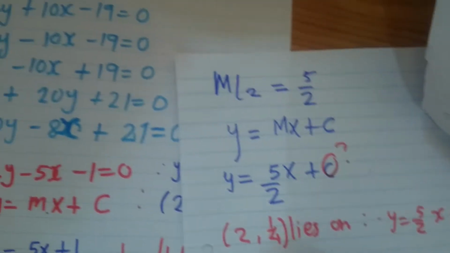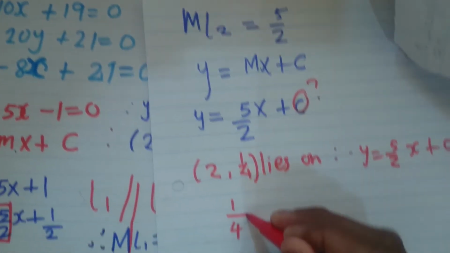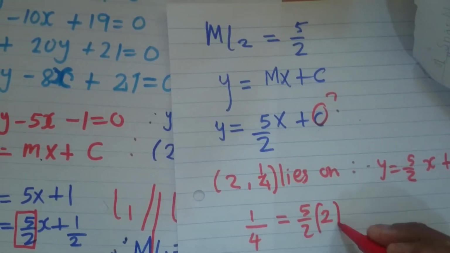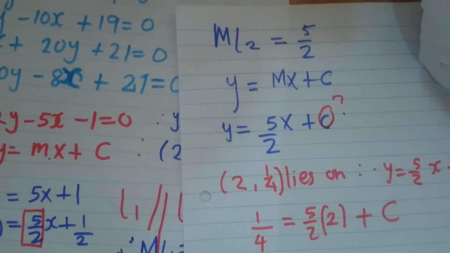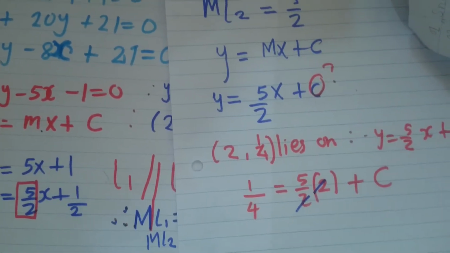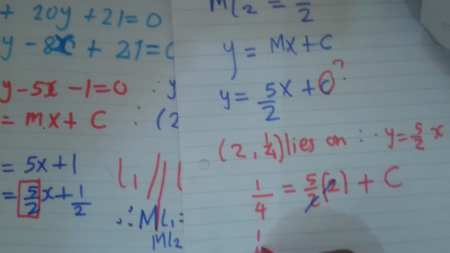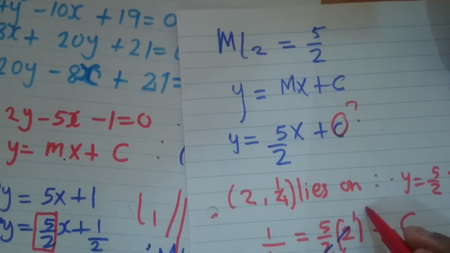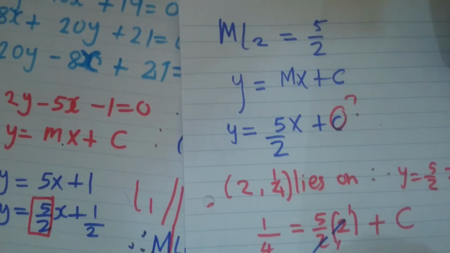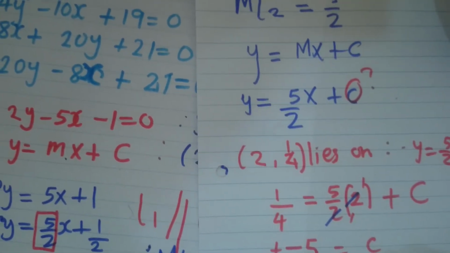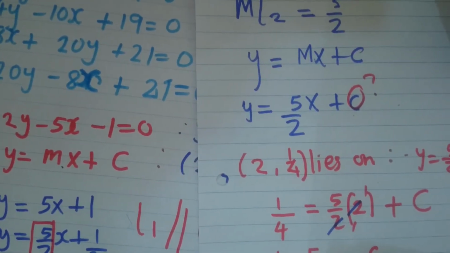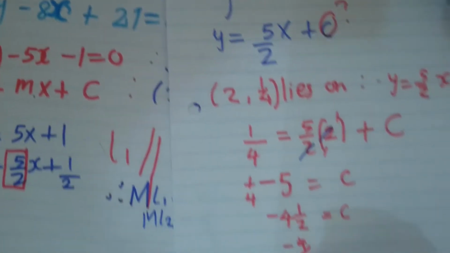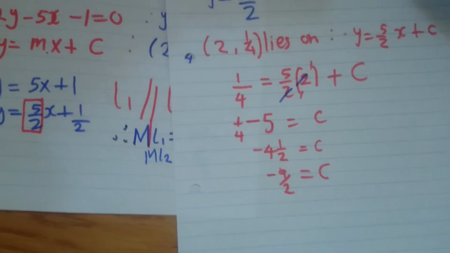So what is y? 1 over 4 equal to 5 over 2. And what is the x? x equal to 2 plus c. So this and this cancel, so we have a 5 there. So we have 1 over 4 minus 5, because this is going to go over, it's going to be 5. Take it over, it's going to be minus 5 equal to c. So c equal to negative 4.5, or negative 9 over 2 equals c.